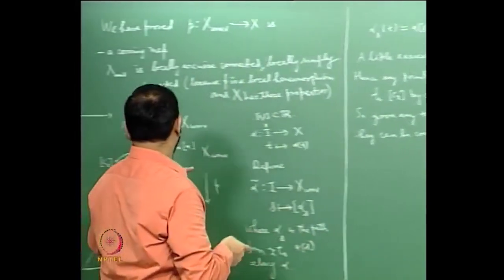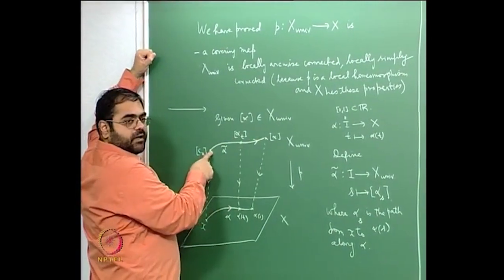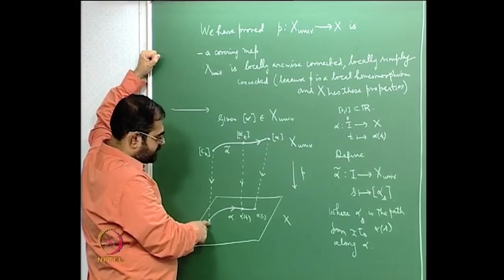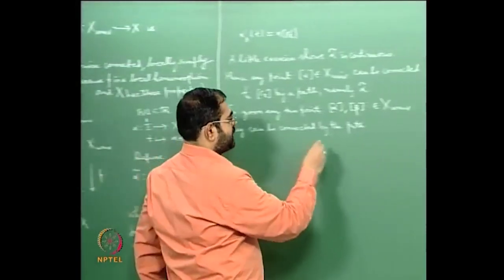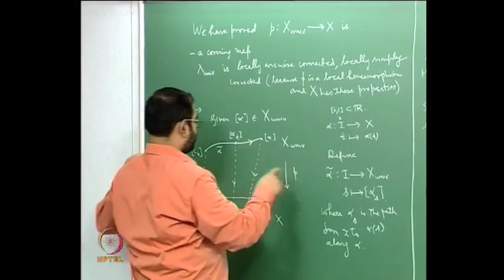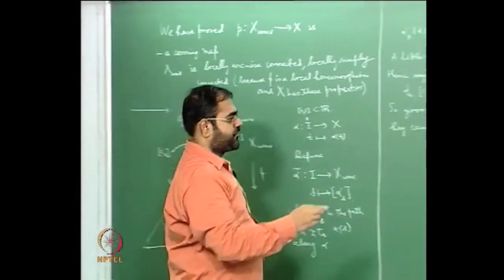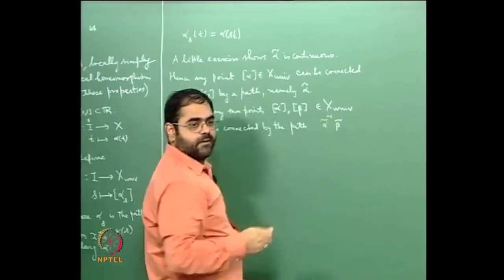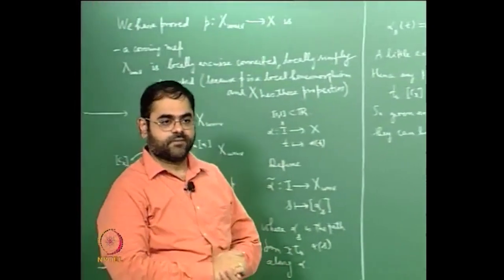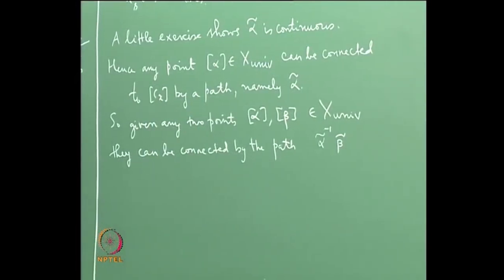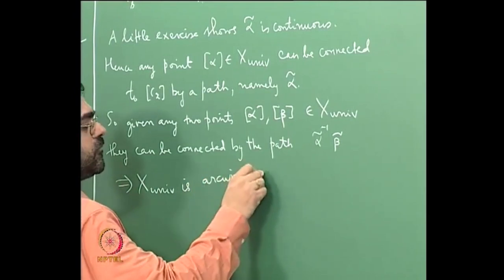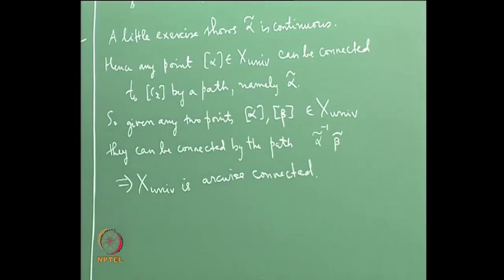Well, I have to shrink alpha to X, and then I have to unshrink beta. So the path will be just you first apply alpha tilde, but in fact I should take alpha tilde inverse because I want it to go like this, and then I will apply beta tilde. So this path will do the job, all right. So this tells you that this is arcwise connected.